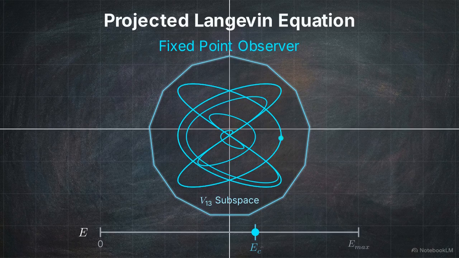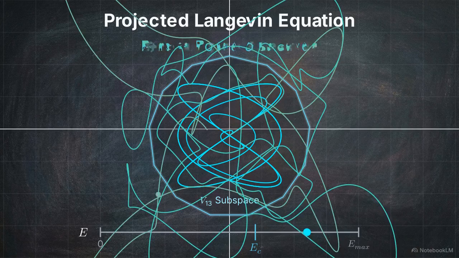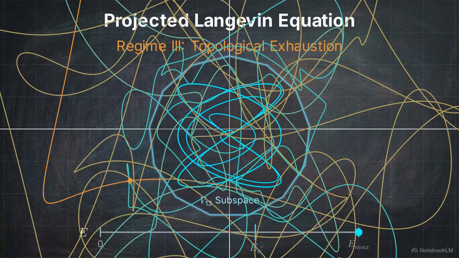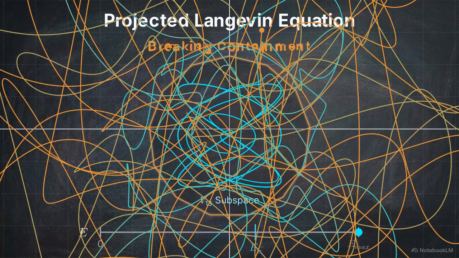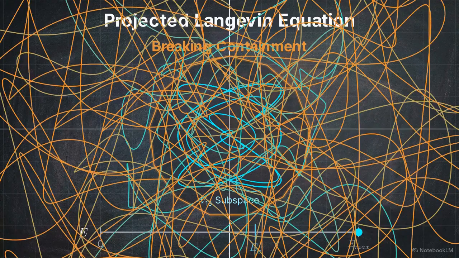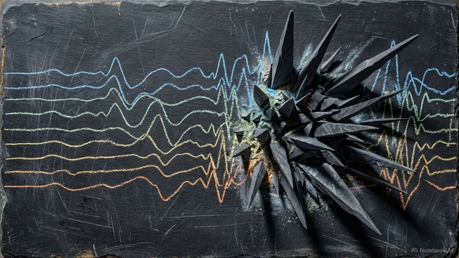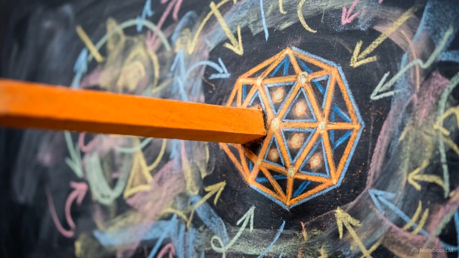If energy pushes past EC, the system enters topological exhaustion. Excessive energy overdrives nonlinear coupling, breaking containment entirely. In biology, this chaotic dispersion of the coexact modes manifests physically as a seizure. Consciousness is a highly specific, actively pumped thermodynamic balancing act, strictly confined to the exact middle regime.